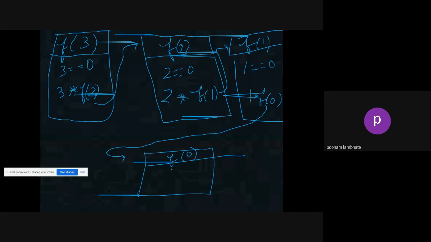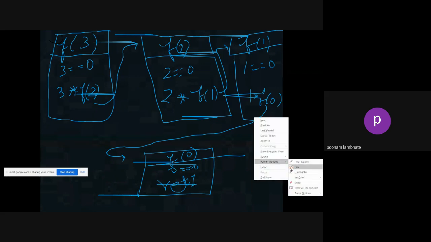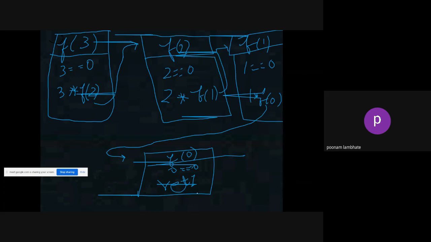Now what will happen? 0 equal to 0, condition satisfied. So the if part will be executed, and the else part will not get executed. If the condition is getting executed, what do I have to do? I have to simply return the value 1. Where will this 1 get returned? It will get returned to the previous function which had been called.